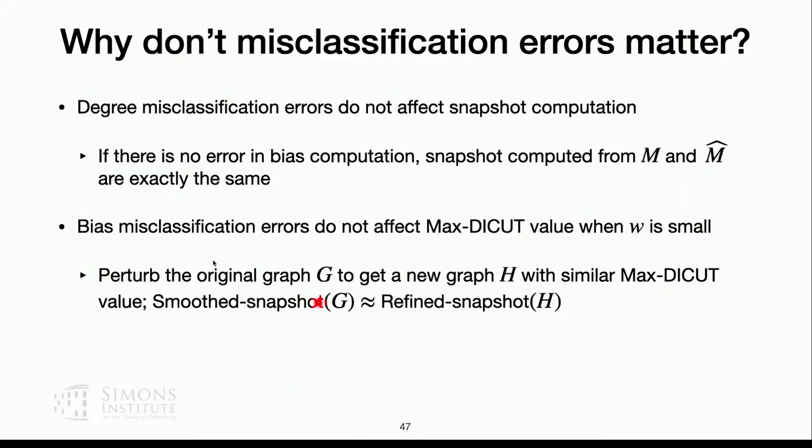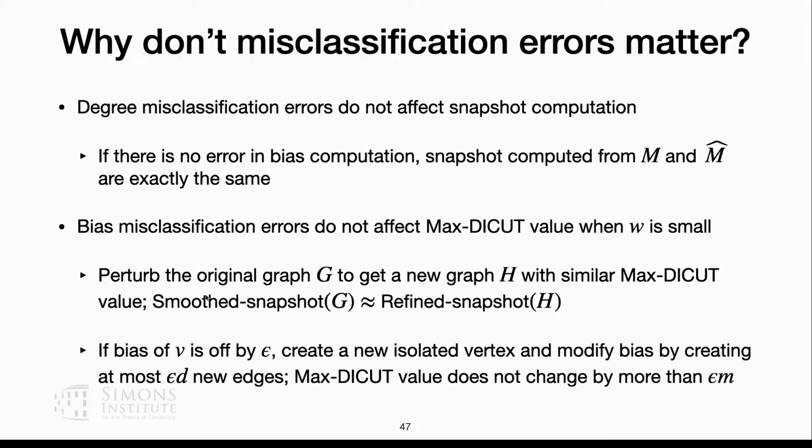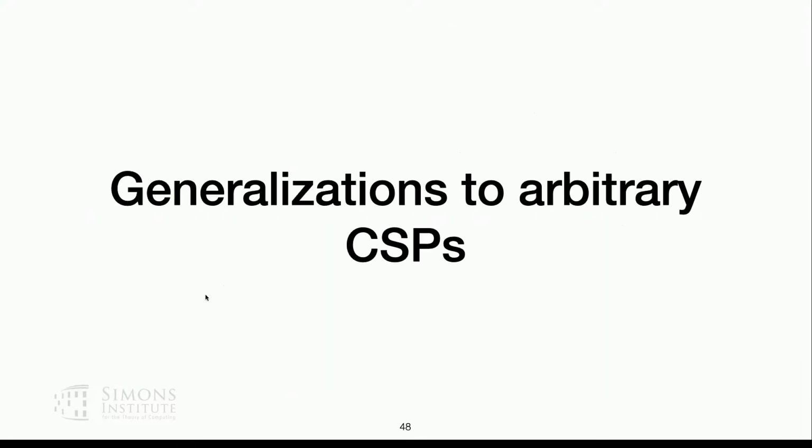So in that sense, you're trying to estimate the Max-DICUT value based on the smooth snapshot, and you might as well think of the input as being H and estimating the Max-DICUT value of this refined snapshot. Because the algorithm works on the refined snapshot, it should also give you, within plus or minus epsilon error, the approximation for the smooth snapshot. And the idea is very simple. If the bias is off by epsilon, you just create a new isolated vertex and modify this bias by creating at most epsilon d new edges. Overall, this shouldn't change your Max-DICUT value by more than epsilon m. So your Max-DICUT value isn't changing by more than an epsilon fraction. And that's kind of the idea.